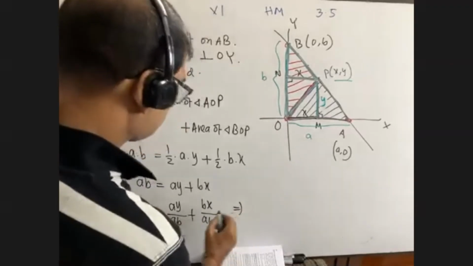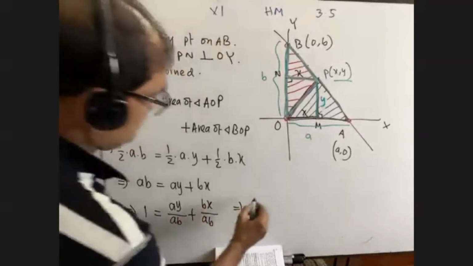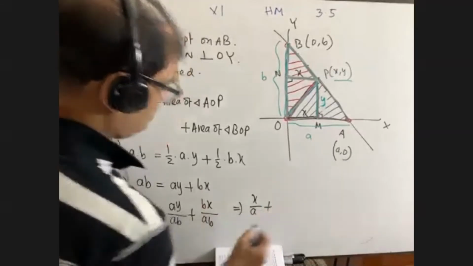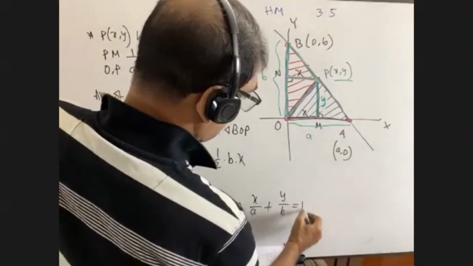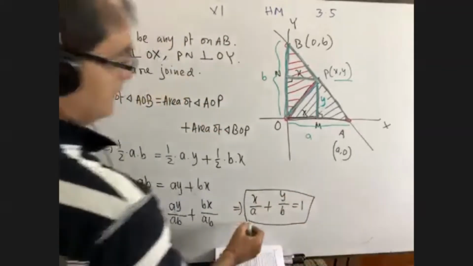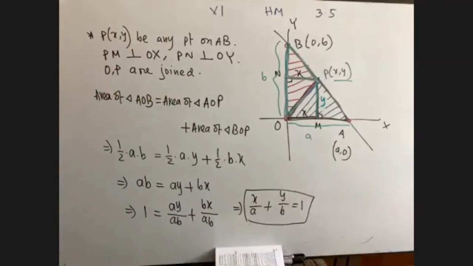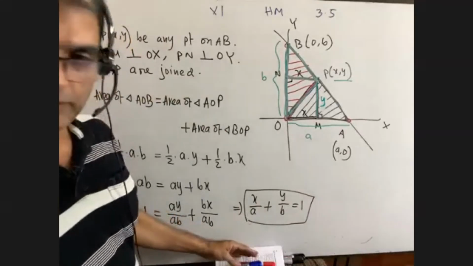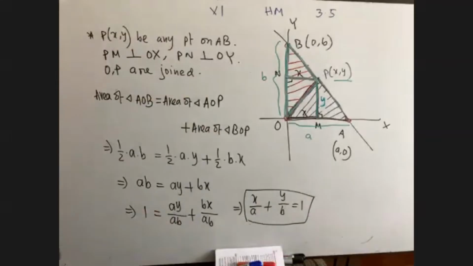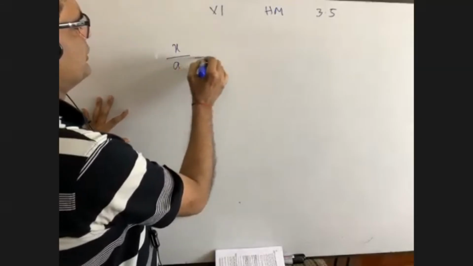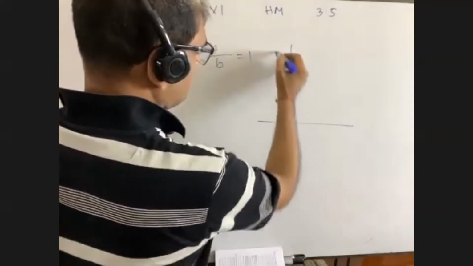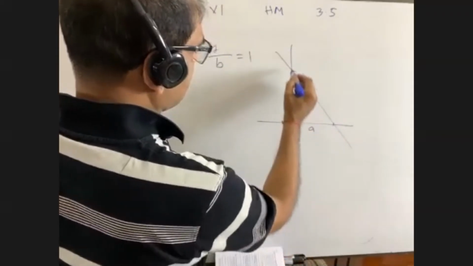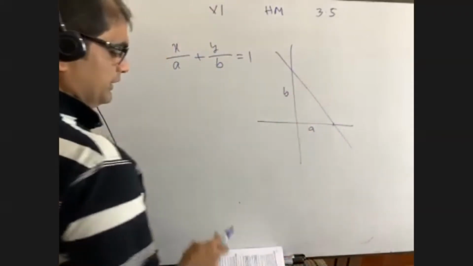Now, just talk to me. Area of triangle AOP. So PM is the height for triangle AOP. Let me know what is the length of PM. PM equals to what here? y. It is P(x, y). So its height is y, right? Yes, sir. So what is the area of the triangle AOP? Half into base. Base is a, height is y.